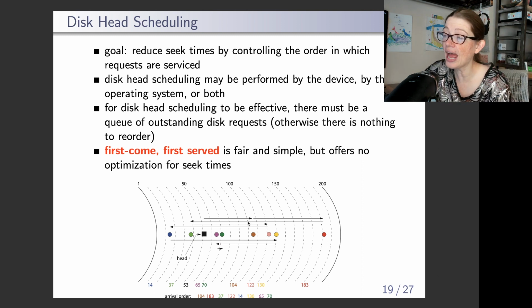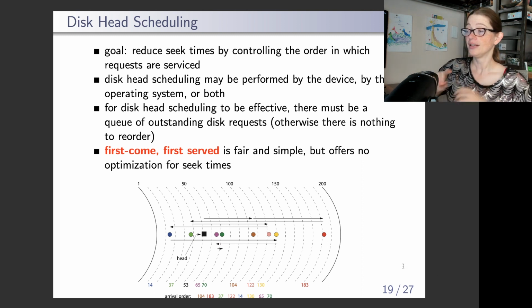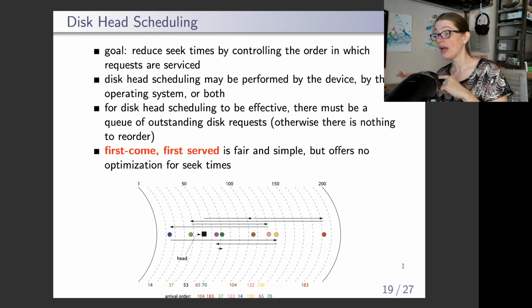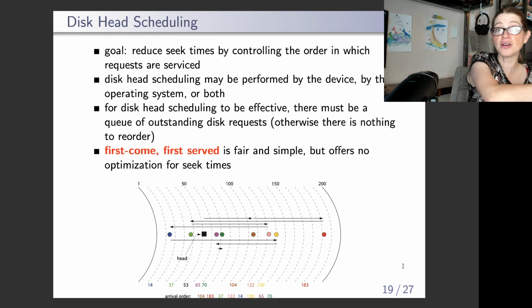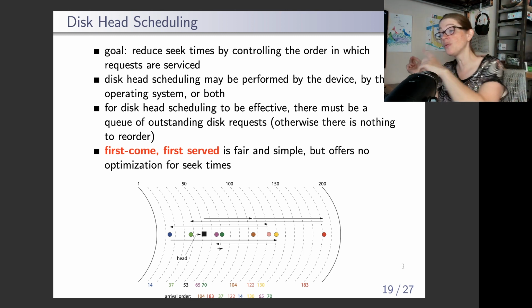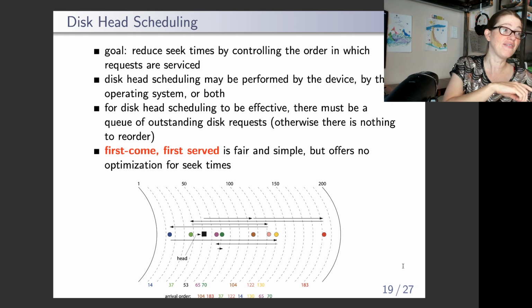But take a look at how much head movement we have. I'm going to start at 52, and then I'm going to go to 104, and then I go to 183, and then I go back to 37, and then I go up to 122, and then back to 14, and then back to 130, and back to 65 and 70.